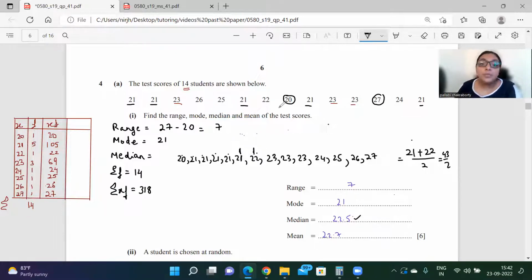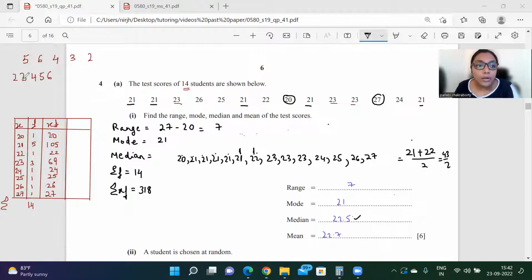Now suppose this was an even set of data given to you. What if an odd set of data is given? Then how will you calculate the median? Let's say, for example, you have 5, 6, 4, 3, 2. And the question says to calculate the median of this data. So what will you do? You will first arrange the data in ascending order. So this becomes 2, 3, 4, 5, 6.